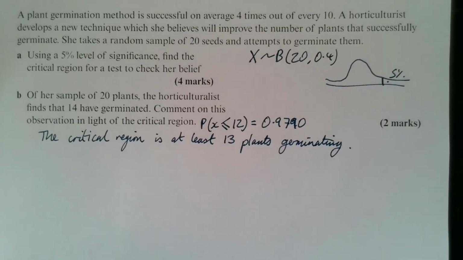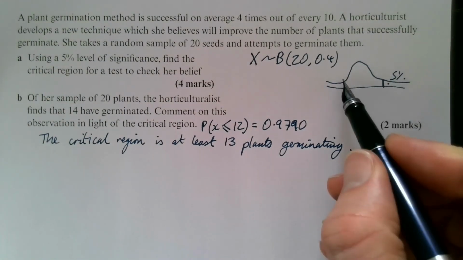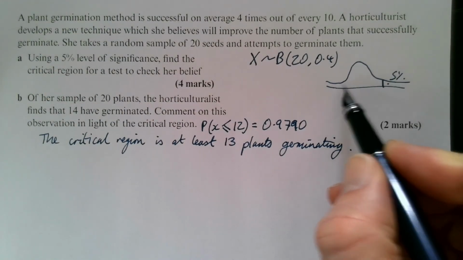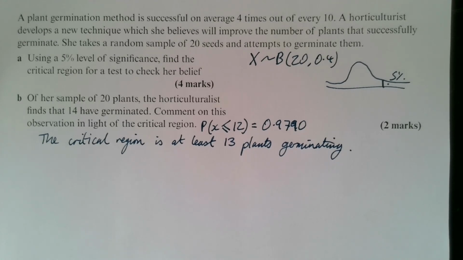And that's it for today, and we will see you next time when we will have a little look at two-tailed tests, when we start to put something at the other end, and we split our 5% into 2.5% at one end and 2.5% at the other end.